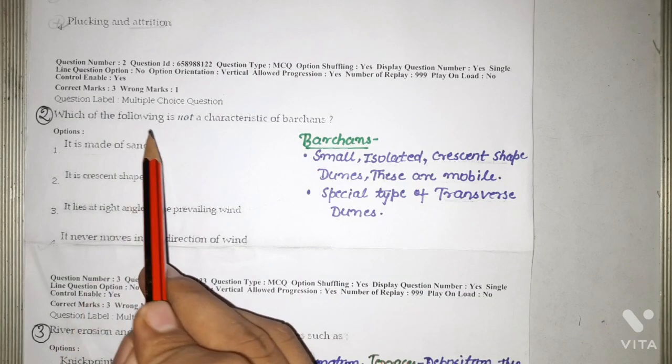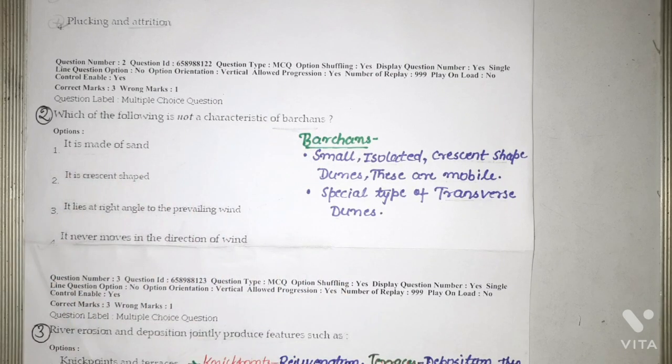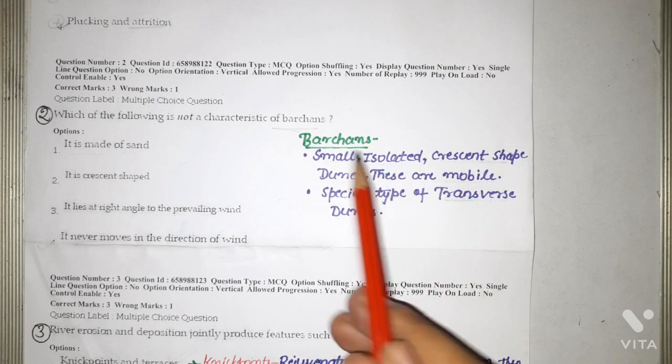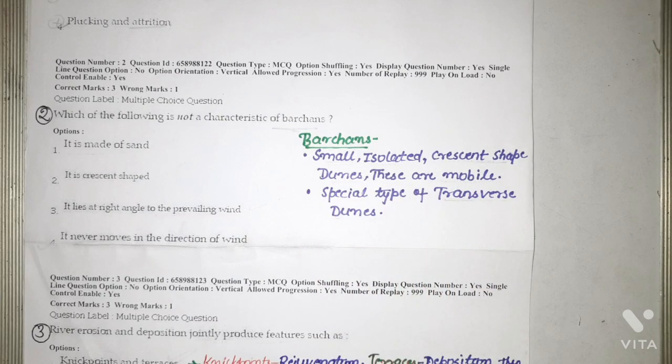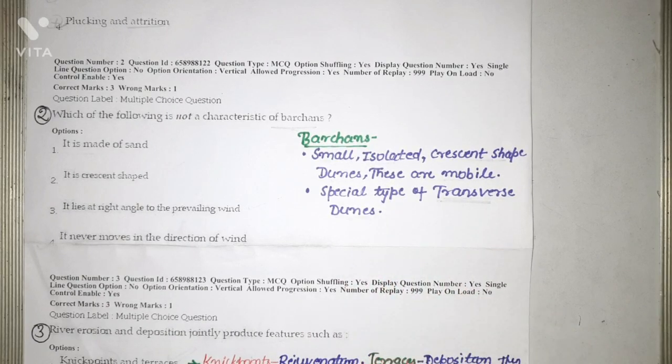Question says, which of the following is not a characteristic of barkans? So, first of all, let us know what are the characteristics of barkans. So, barkans are small, isolated, crescent-shaped sand dunes, and these are mobile. That is, these move in the direction of wind. And these are a special type of transverse dune, that is, these are found perpendicular to the direction of prevailing winds.